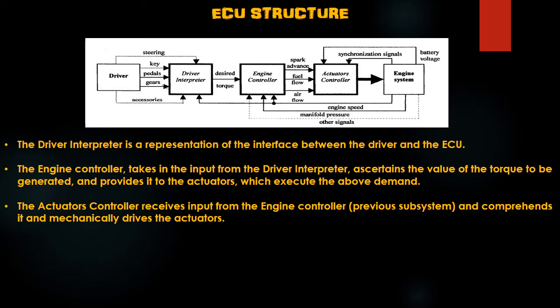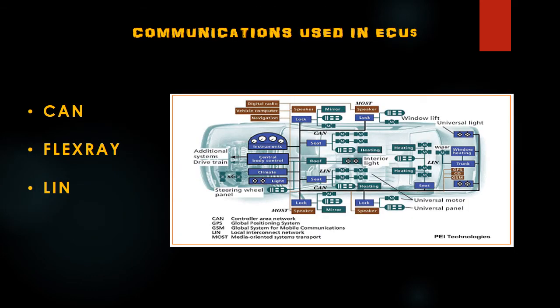It is like an activation or an enable signal to the actuators. Here are basically the communication protocols used in the ECUs, which are the CAN, FlexRay, and LIN, which is the local interconnect network. I'm going to speak about CAN in depth later on. Let's take a look at FlexRay and LIN.